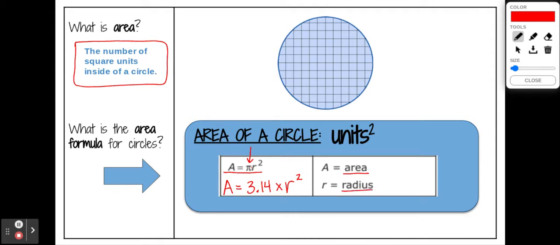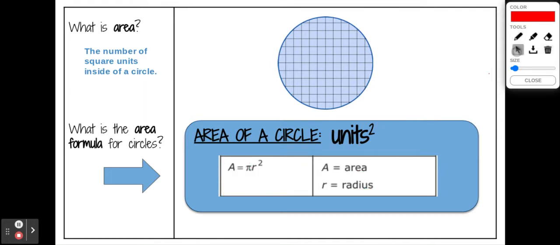Now that we have all of those parts, I think we can begin our work. Oh, and one more thing. Because this is square units, we're going to be labeling our answers units squared. So inches squared, centimeters squared, feet squared. This is how many squares fill up the interior of a circle. Okay, now let's give this a try.